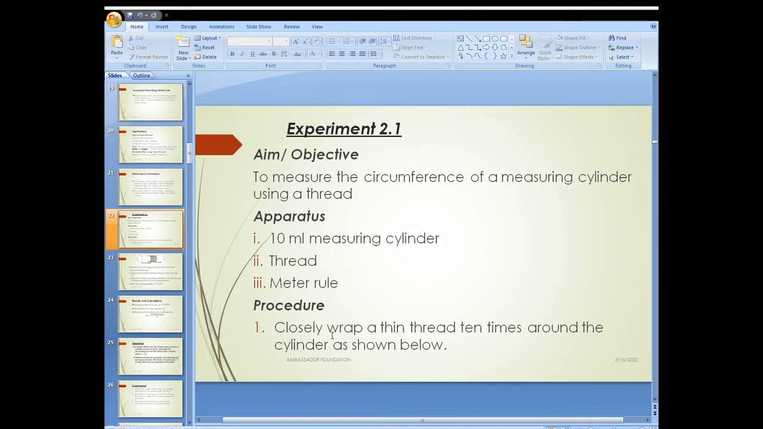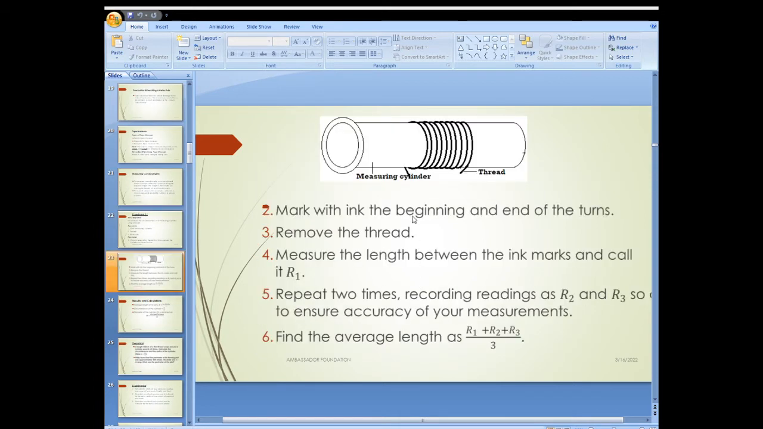Procedure: closely wrap a thin thread 10 times around the cylinder as shown here in my next slide. Look at this. Then mark with ink the beginning and the end of the turns. Remove the thread. Measure the length between the ink marks and call it R1. Repeat 2 times, recording the readings R2 and R3 so as to ensure accuracy of your measurements. Find the average of R1, R2, and R3.